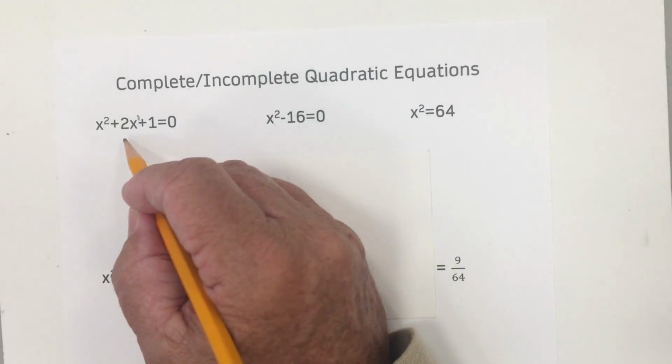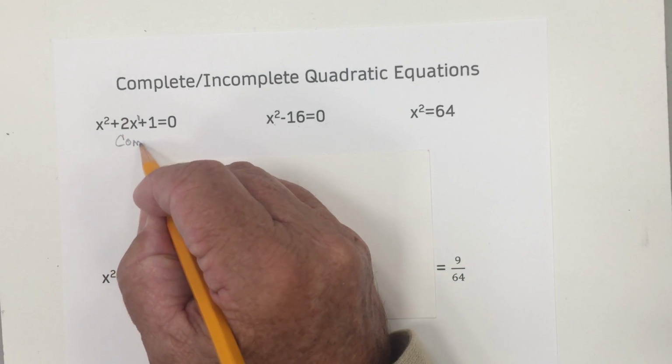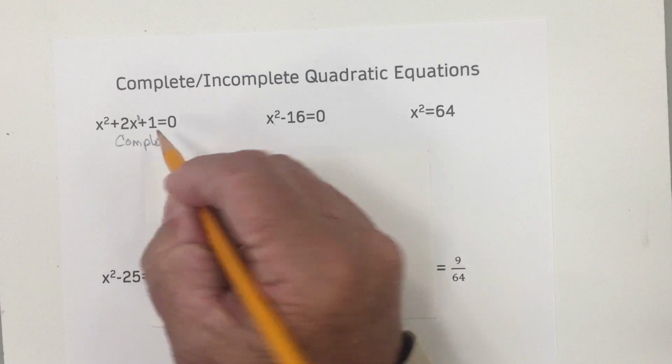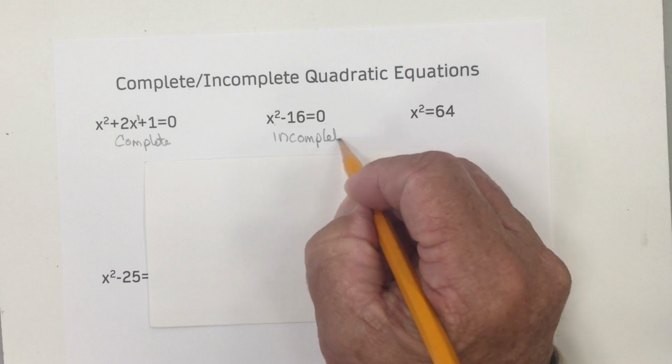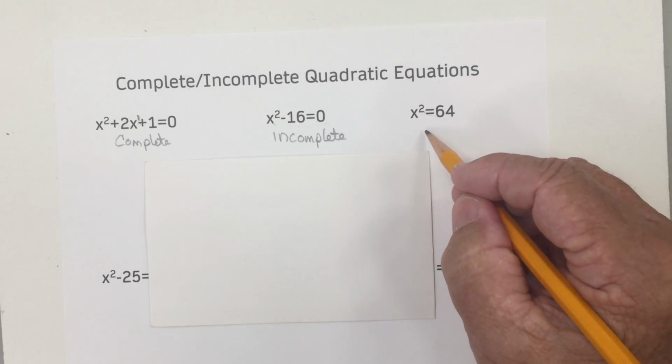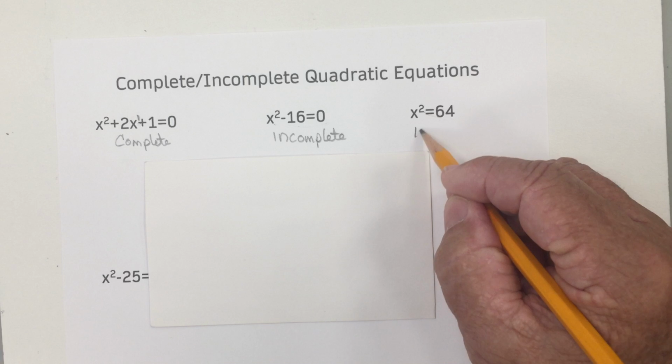So what we can see here is that this one is complete. This one's incomplete because it doesn't have an x to the first power, and this one is incomplete.